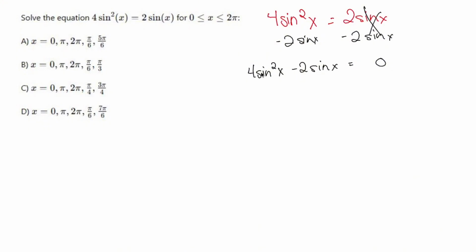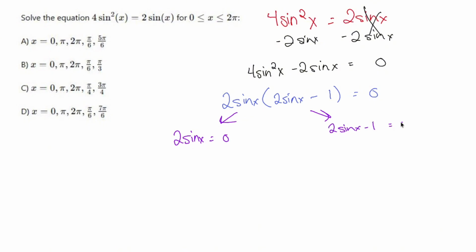In both of these, I have an even number in common that we can pull out and a sine in common that we can pull out. So I have 2 sine x, parentheses. When I pull a 2 sine x out of 4 sine squared x, that leaves me with a 2 sine. If I pull a 2 sine x out of a 2 sine x, that leaves me with a 1, set that equal to 0. Now, zero product property says we take each part, set it equal to 0, and solve. So I have 2 sine x equals 0, and 2 sine x minus 1 equals 0.